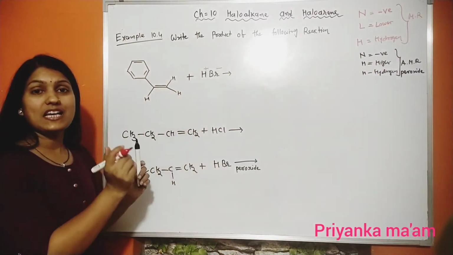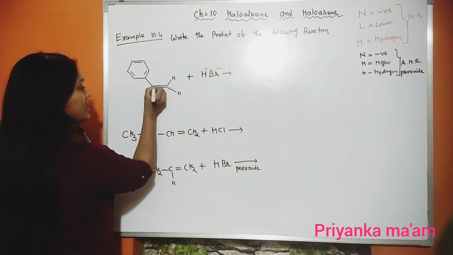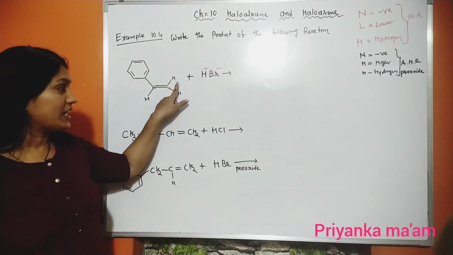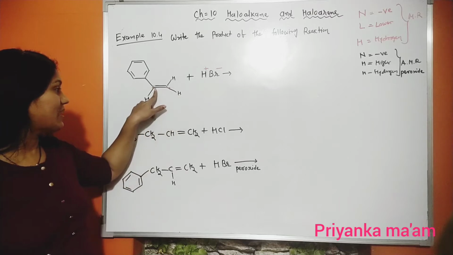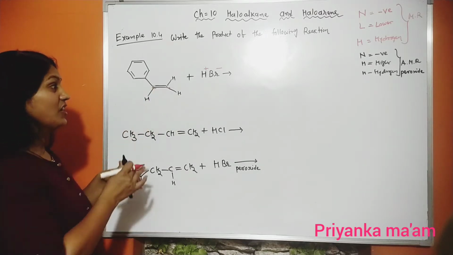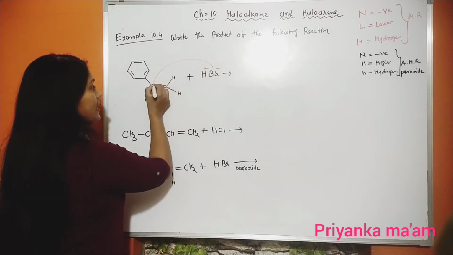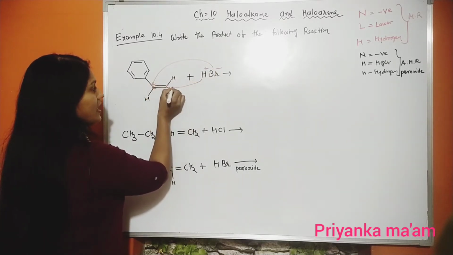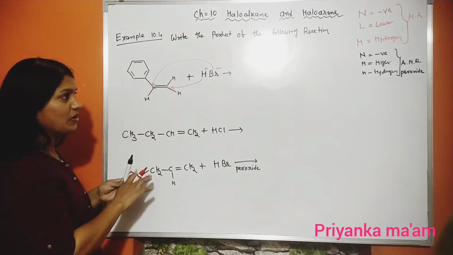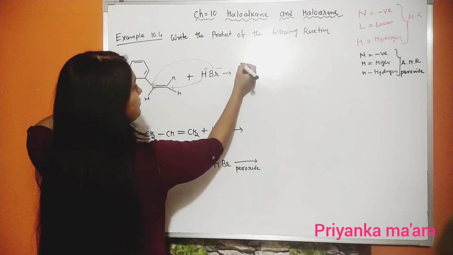So, which one has a lower hydrogen? Here carbon is present. This carbon is attached with these two hydrogens and this carbon is attached with only one hydrogen. So it has less hydrogen. So this Br attaches on this carbon and this hydrogen attaches with the other carbon. Okay, now form its product.